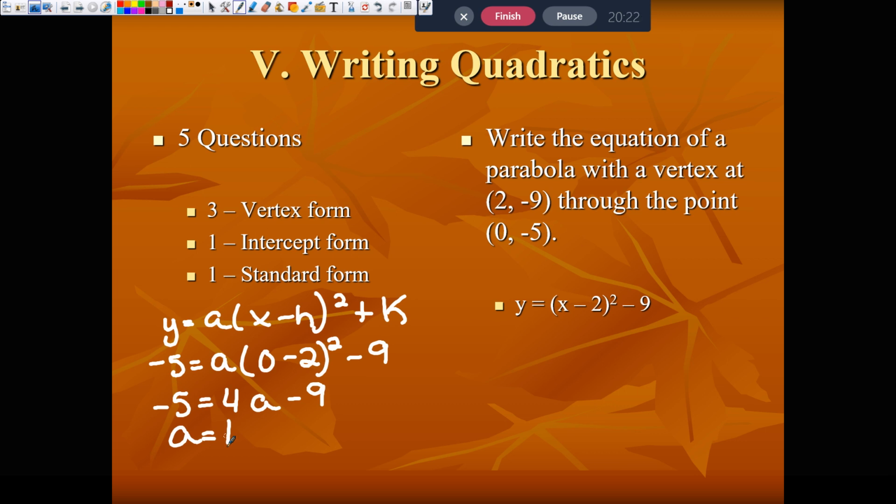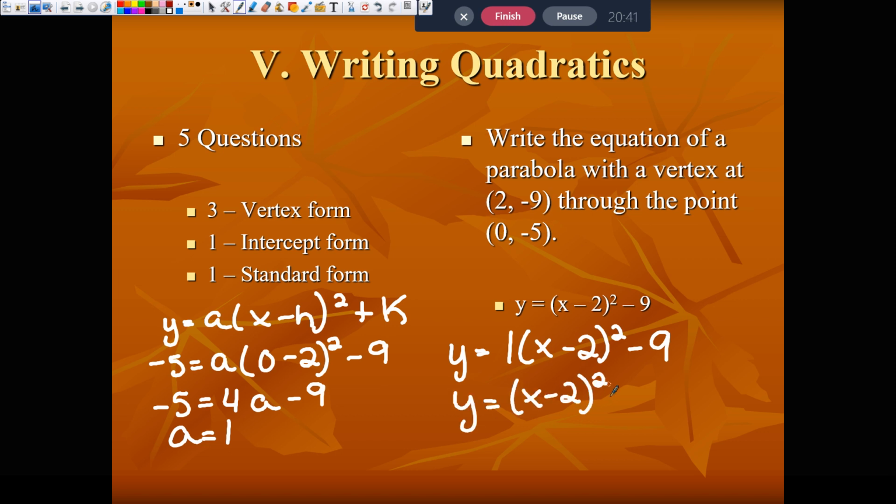Then I'm going to take my a and my vertex and substitute it back into my equation. So I'm going to have y equals 1 times x minus 2 squared minus 9. Do I need this 1 out front? No. So my final answer is going to be y equals x minus 2 squared minus 9. And that's my answer.